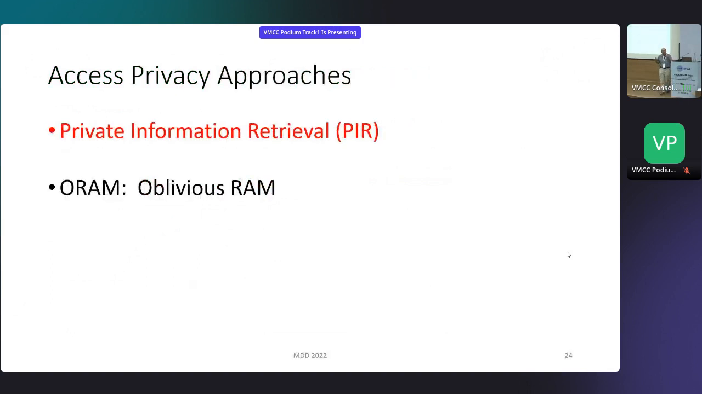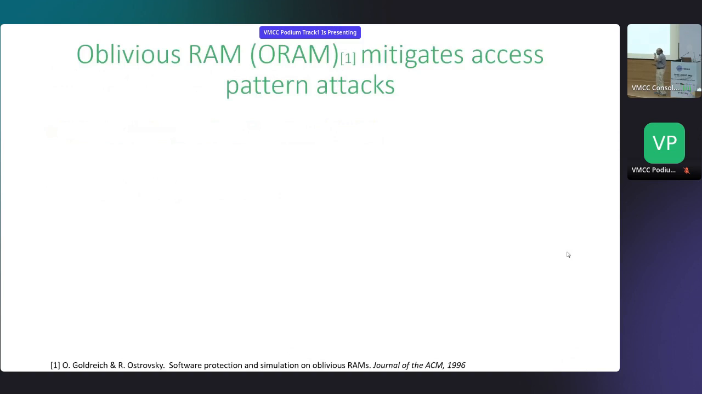This problem has been studied since the 90s. There are two main approaches, PIR and ORAM, and we could use one of the two. We ended up using PIR. I'm going to give you a one slide summary of ORAM, just to get the idea of how it works, and then focus on PIR, okay? What you want to do is to make all data accesses look to the server as though they are random. How do I do this?